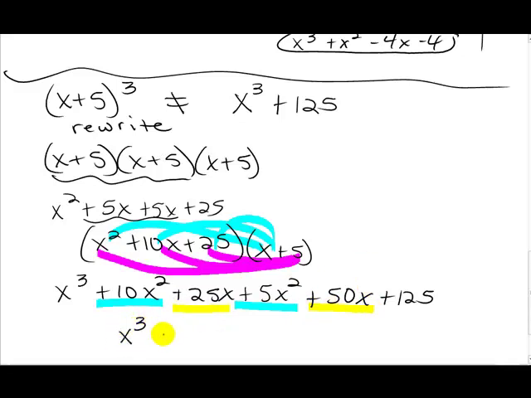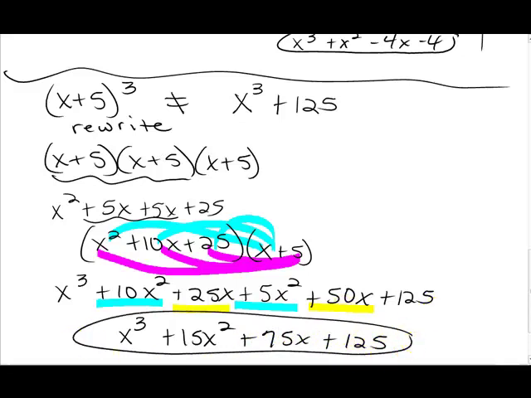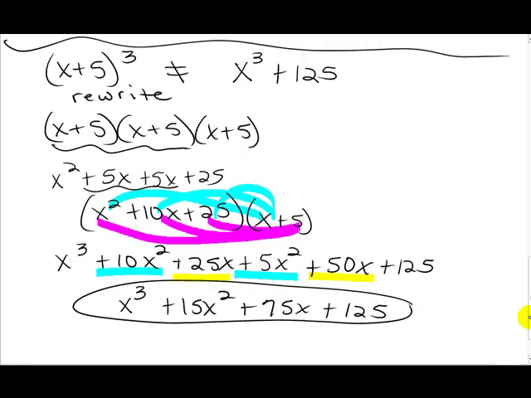To have x cubed plus 15x squared plus 75x plus 125. You've got to rewrite this thing. That's the important thing here. If you don't rewrite it, you come up with something like this. It's way off. There's just not a shortcut here. Let's let you guys do some practice.